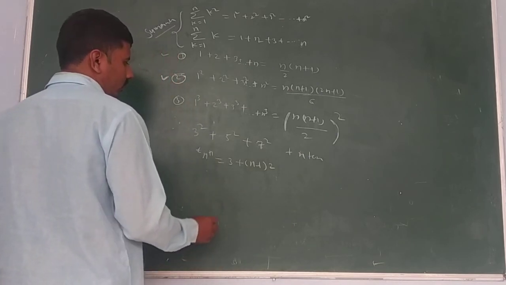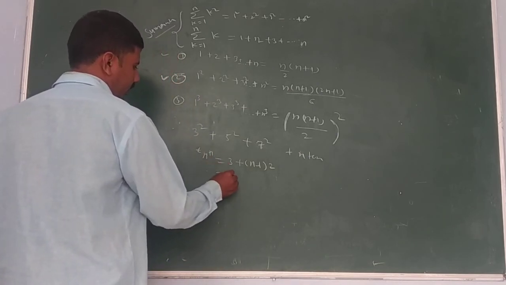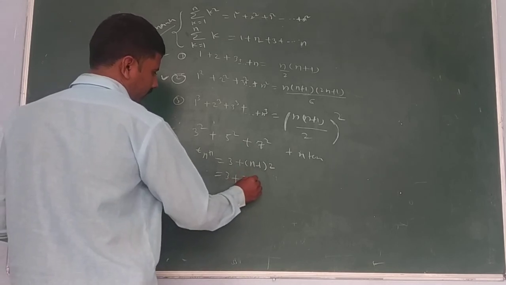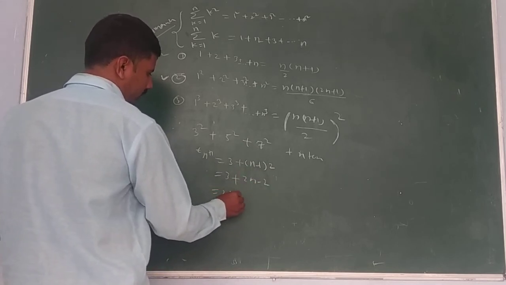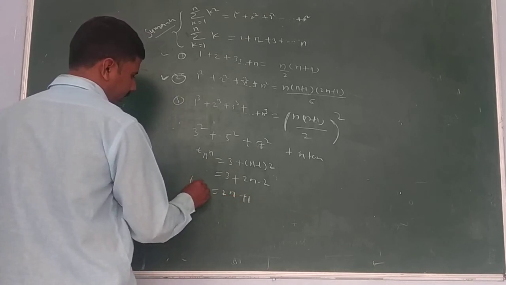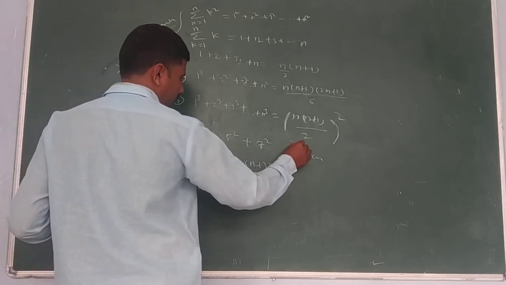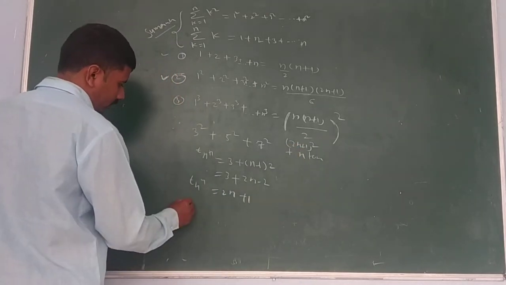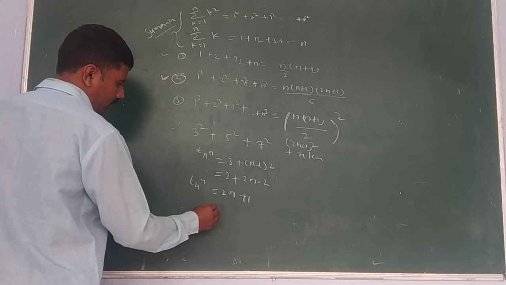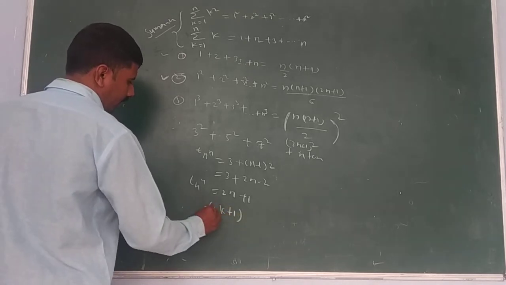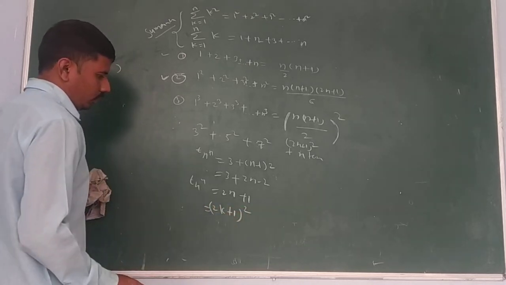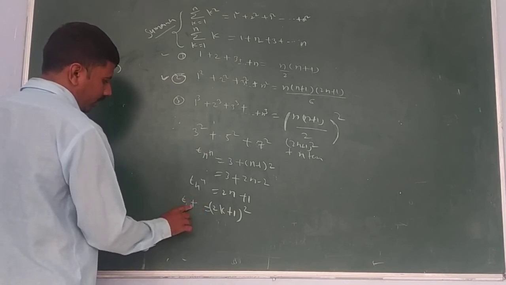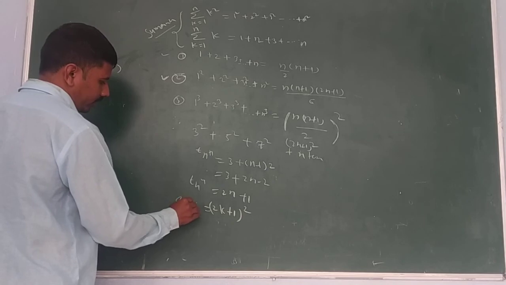Tn will be first term 3 plus n minus 1 into common difference 2, that is 3 plus 2n minus 2. So 2n plus 1 will be the nth term. So the nth term will be 2n plus 1 square. So the general formula will be 2k plus 1 and its square. This is the nth term, or any term, the formula for any term.